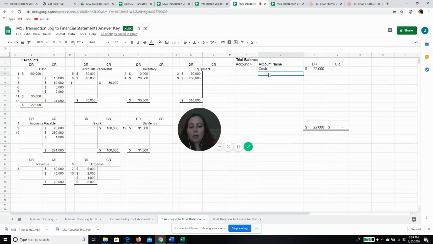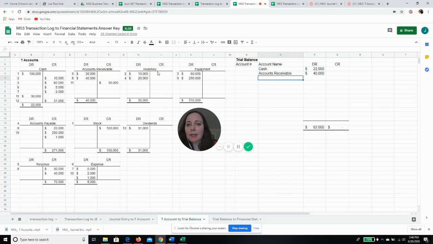Okay, so next is accounts receivable. My accounts receivable has an ending debit balance of $40,000, so I'm going to enter $40,000 here. As far as order, you should list this in the same order that you would on your, well, we haven't gotten there. The way you list this is you start with your assets, then your liabilities, so kind of the same order as in our transaction log. You're going to start with your assets, then your liabilities, then your stock, then your dividends, then your revenue, then your expenses. Your accounts need to go in that order. That's proper accounting procedure.